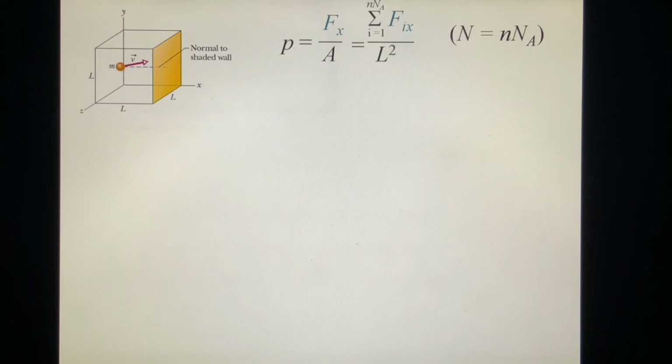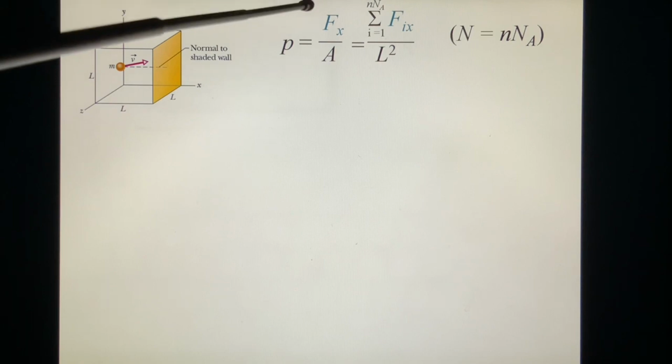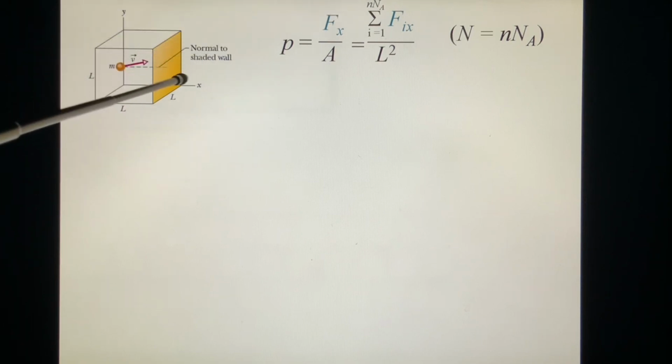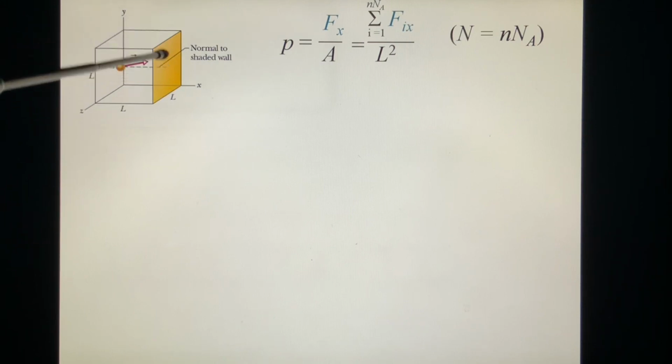Now we study this. Where does the single-molecule force Fx come from? From the hit. When a molecule hits the wall, it is a collision, which we call an elastic collision. Compared to the mass of the wall, the mass of the molecule is very small, so it is returned back with the same speed. This is what we learned in the previous chapter.